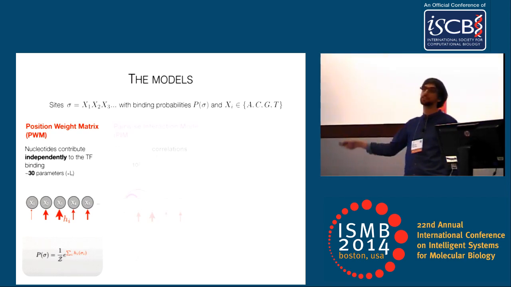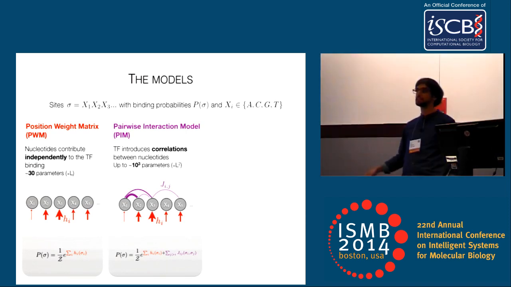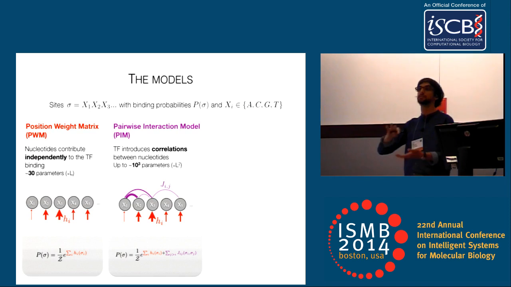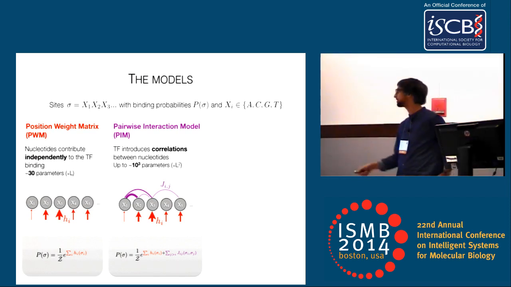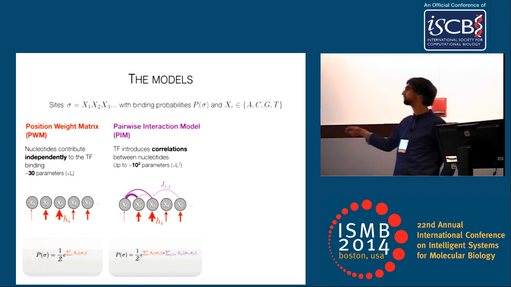And the natural extension of this kind of model is to add some interaction between nucleotides. So you suppose that when the transcription factor binds to DNA, it constrains pairs of nucleotides to adopt certain configurations. In this kind of model, that we named the pairwise interaction model, or PIM, you can have many more parameters than the simple PWM model.